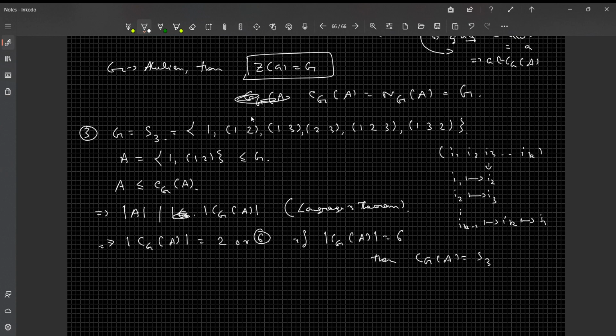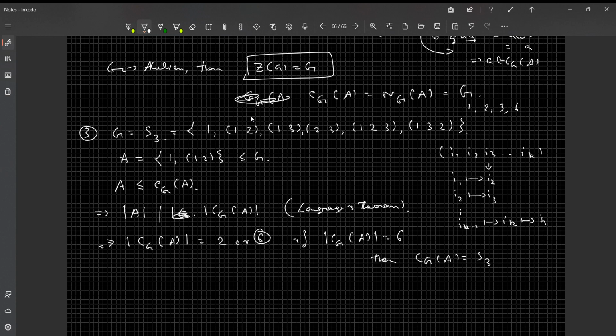Now see why I have not written here the option of 4, because if the order of G is 6, then obviously G cannot have a subgroup of order 4, right? Because 4 doesn't divide 6. So the only possible subgroups are of order 1, 2, 3 and 6, because these are the only factors of 6. And 2 divides only 2 and 6, right? So that is the thing.